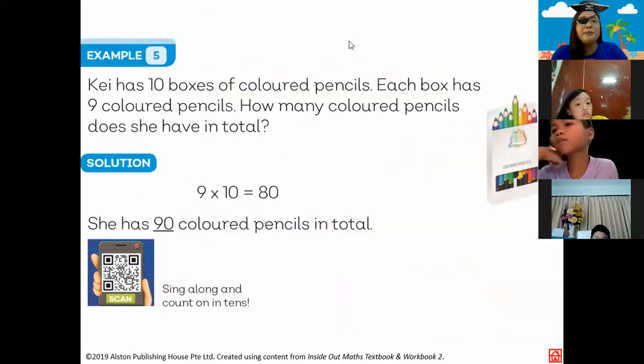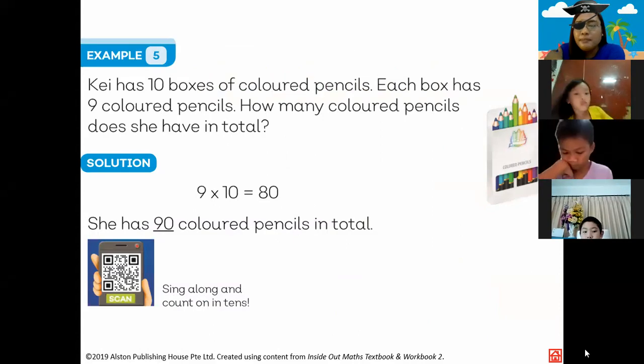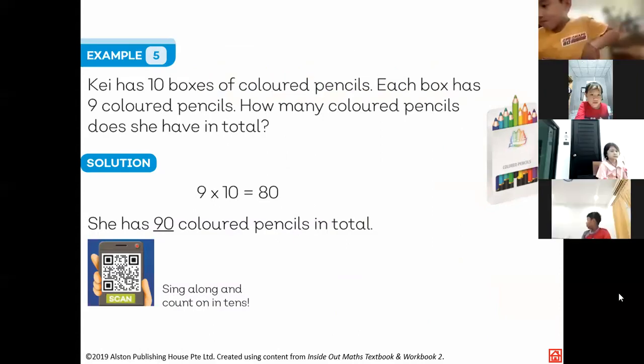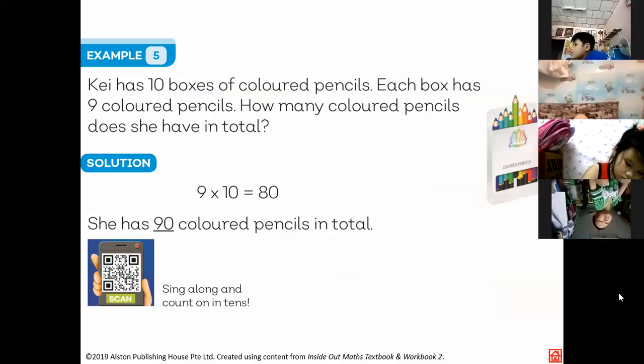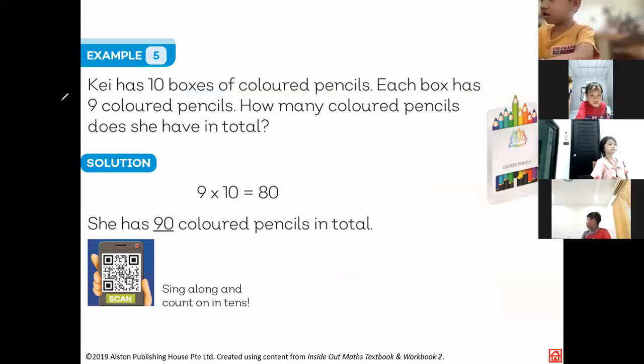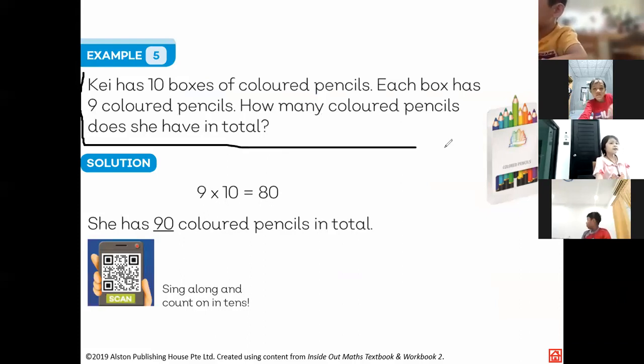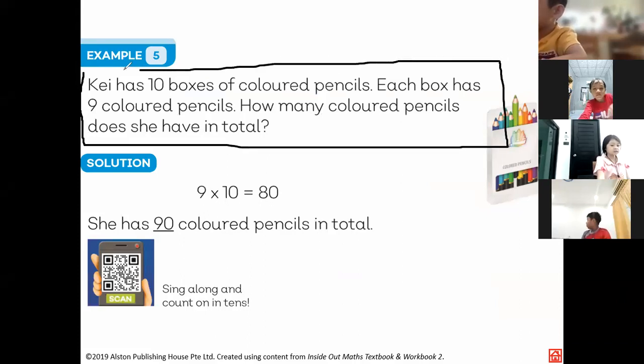So here's example number 5. I am going to choose one to read this one. Nemo, can you read example number 5, this one? Oh, turn on your microphone.